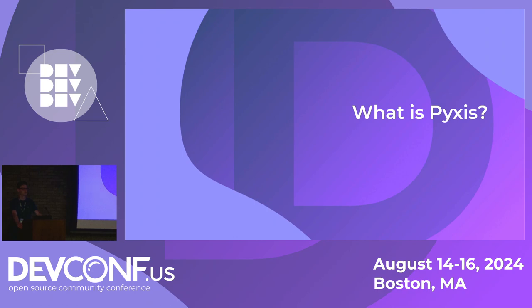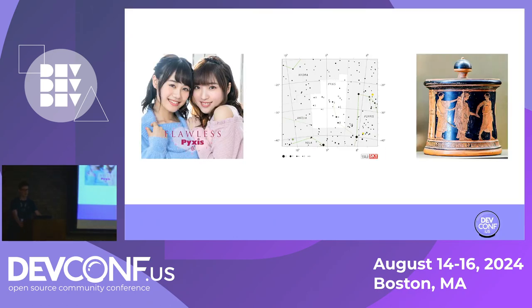And that is about Pyxis itself. So if you Google Pyxis, these are the likely things to come up: a JPOP band, small constellation, and a Greek pottery vessel. Pyxis is none of those things. However, its name is based on the Greek pottery vessel on the right.